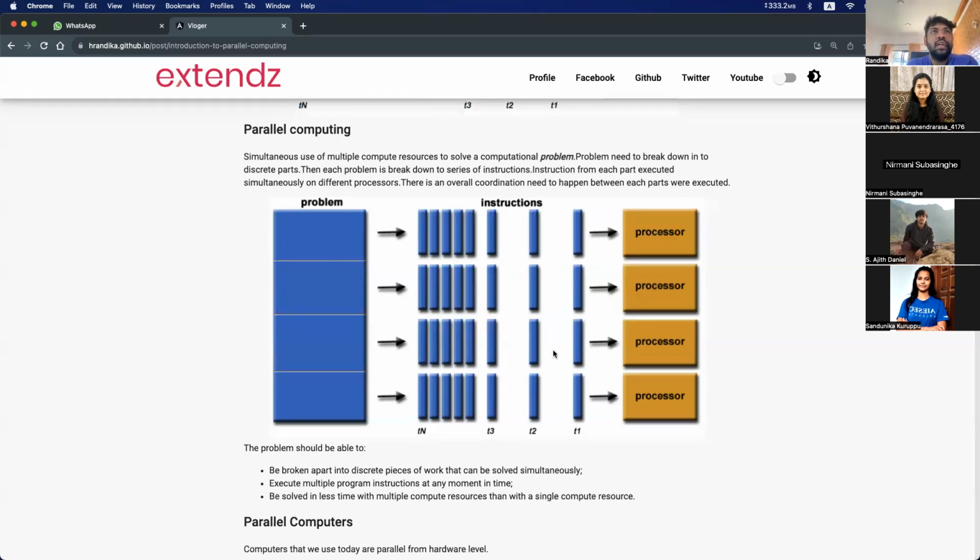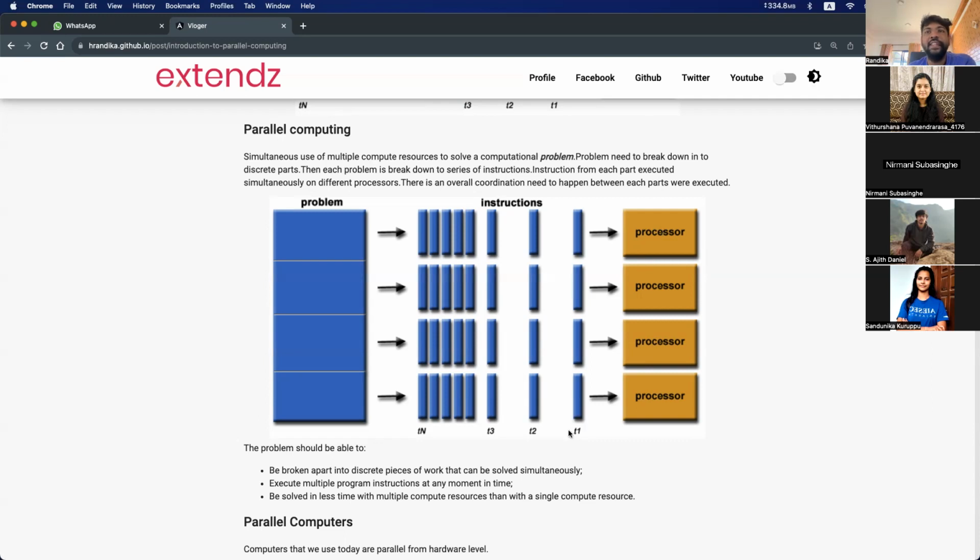Obviously, you guys can see how parallel computing works in this sense. It's going to simulate multiple computing resources to resolve computational problems. So the problem is there, and the problem is broken down into small instructions. The processor is capable of handling multiple processes, and these multiple processes will be executing several instructions at a given time.